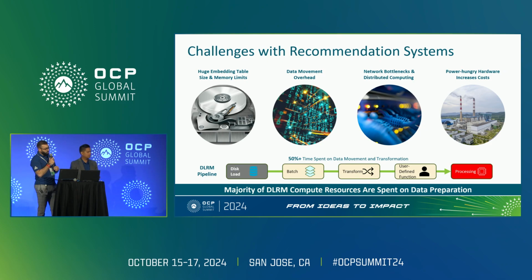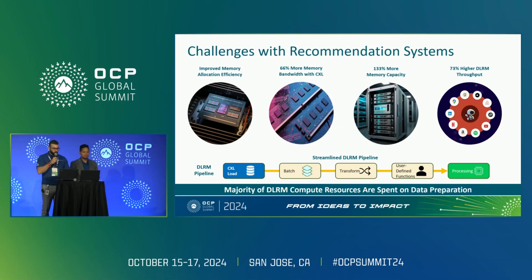We see that this large percentage of time spent on data movement and transformation can be significantly alleviated simply by adding more memory. So effectively, doubling the memory in the system allows a larger data set to be cached, which inherently shows a significant improvement in performance.